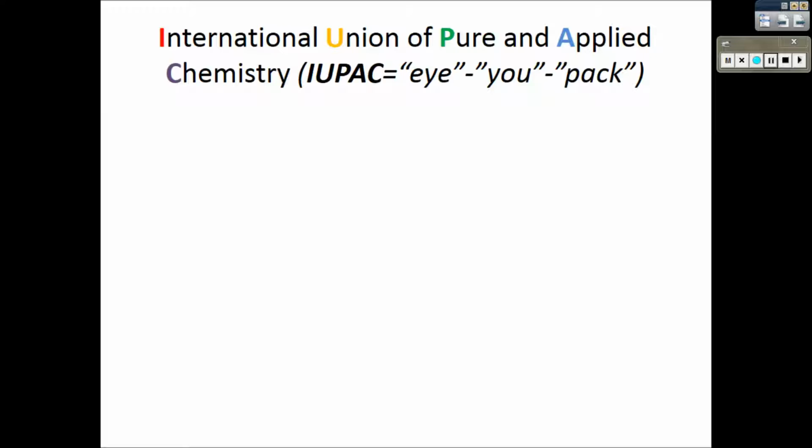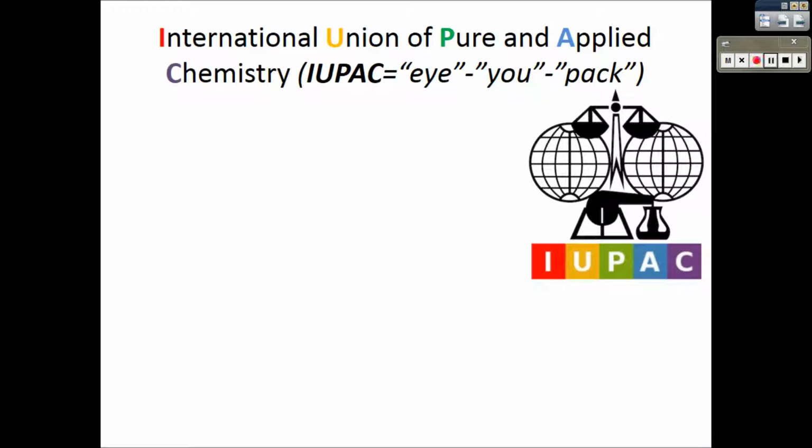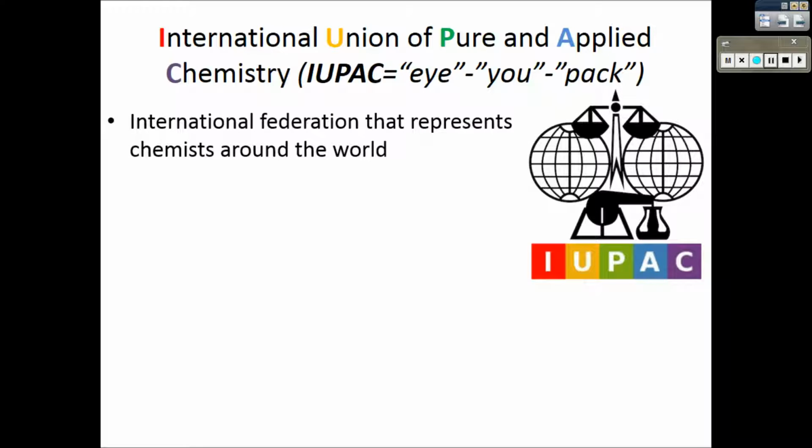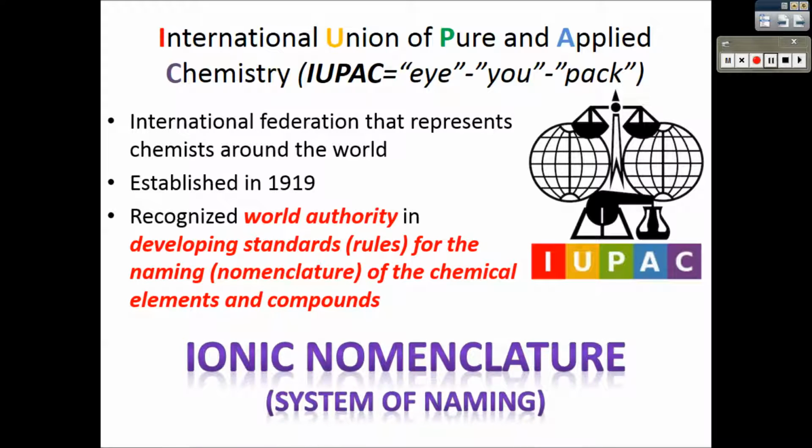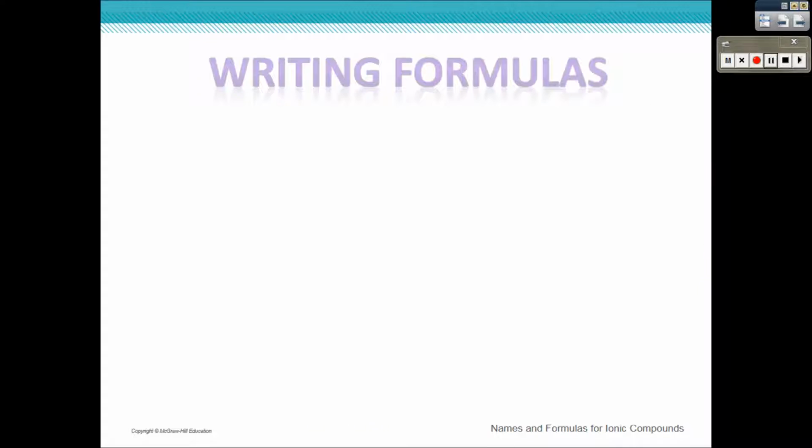All right. IUPAC is the organization that gave us the rules on how to name different compounds. So you will hear us say or ask, what's the IUPAC nomenclature? We're basically saying what are the official rules to follow to name a certain compound. And the word nomenclature means system of naming.